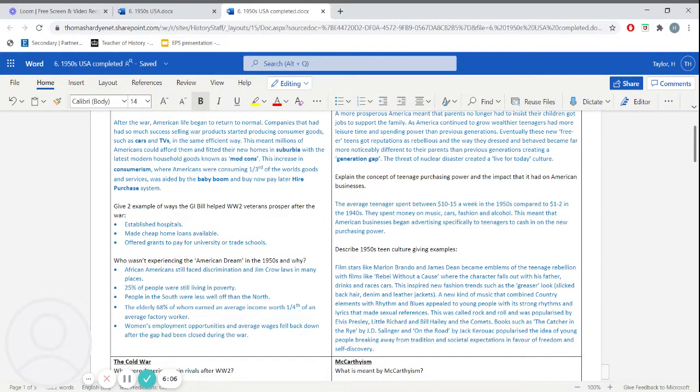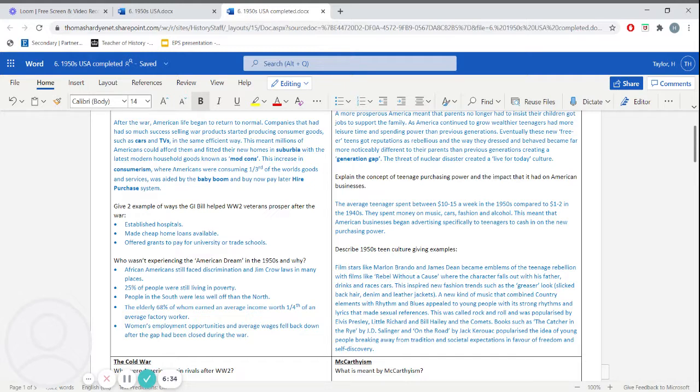And who wasn't experiencing the American dream in the 1950s and why? So there's a few different examples that you could talk about with this of people that didn't experience this American dream in the 1950s in the way that some people that were living this suburban lifestyle were able to. So African Americans still faced discrimination and Jim Crow laws in many places. So they were still segregated in America's southern states.